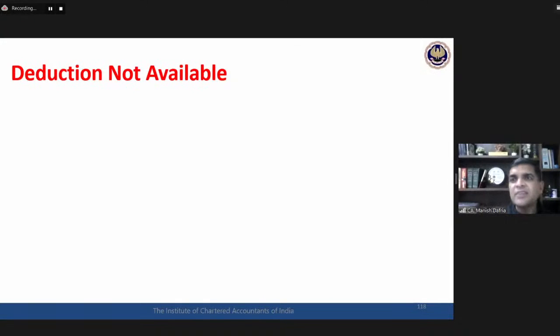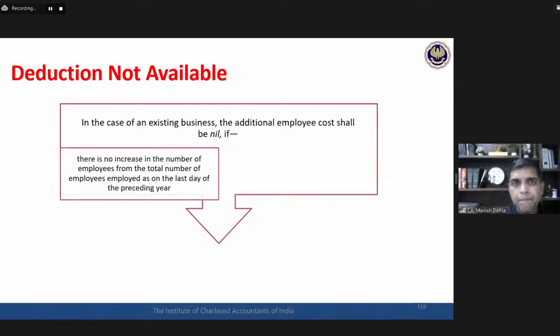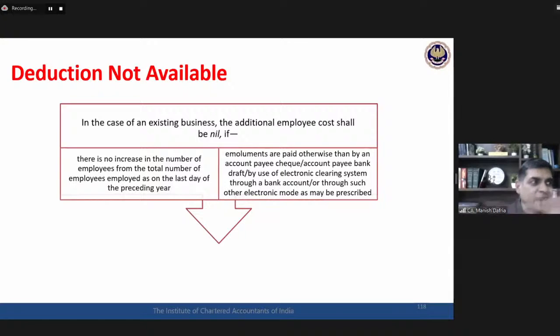Last part related with this 80JJAA: when is this deduction not available? This we already discussed. There is no net increase, that is, no increase in the number of employees from the total number of employees employed as on the last day of the preceding year. So in one case, there has to be a net increase. If there is no net increase in the number of employees, then obviously this deduction is not available.